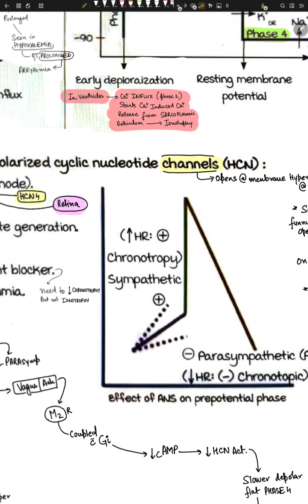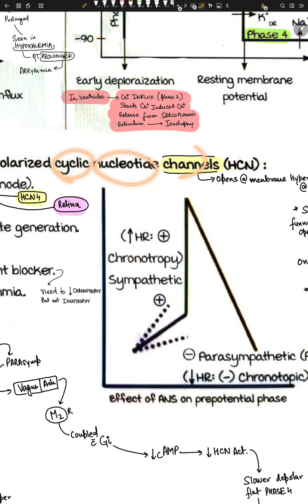The other part of this name is cyclic nucleotide gated. What does that suggest? It suggests that these channels are modulated, meaning controlled, by cyclic nucleotides. Now, what are cyclic nucleotides? Cyclic nucleotides are cAMP and cGMP. Here the C is cyclic, right? So we can increase the levels of cAMP and we can increase or decrease the levels of cGMP.